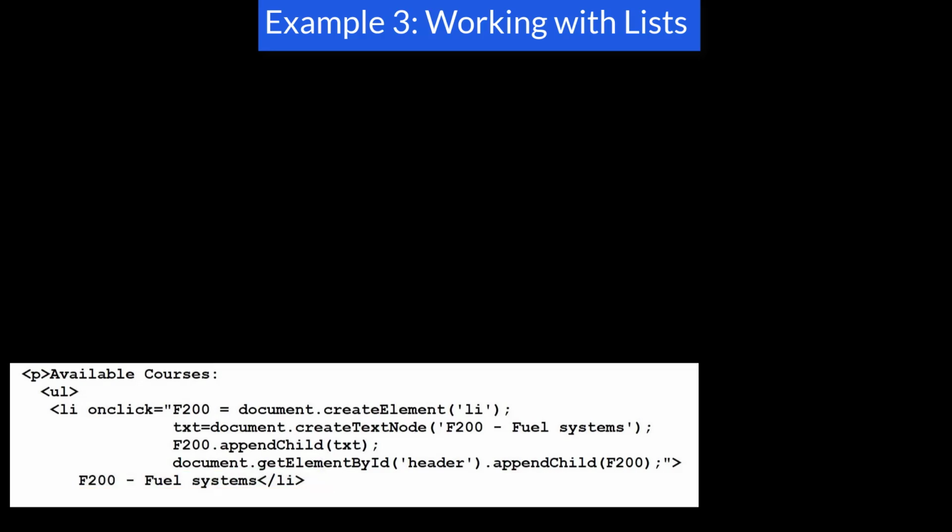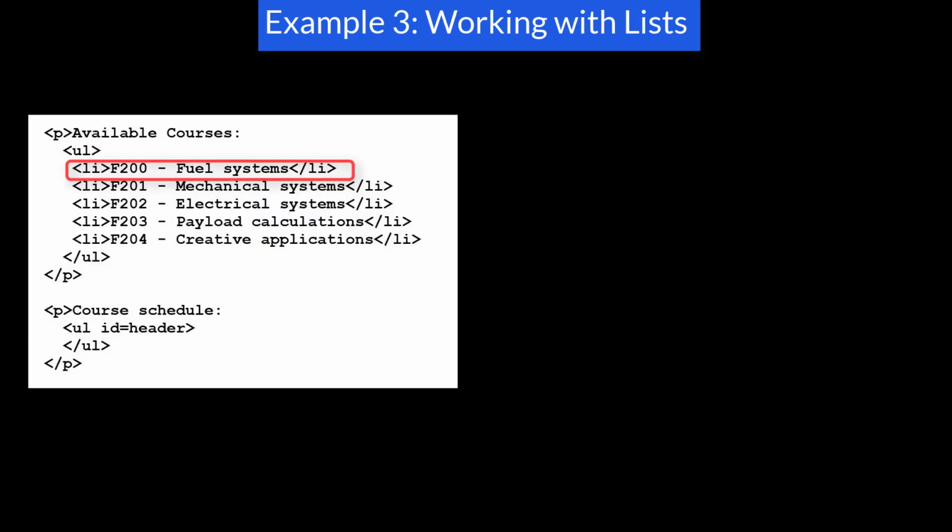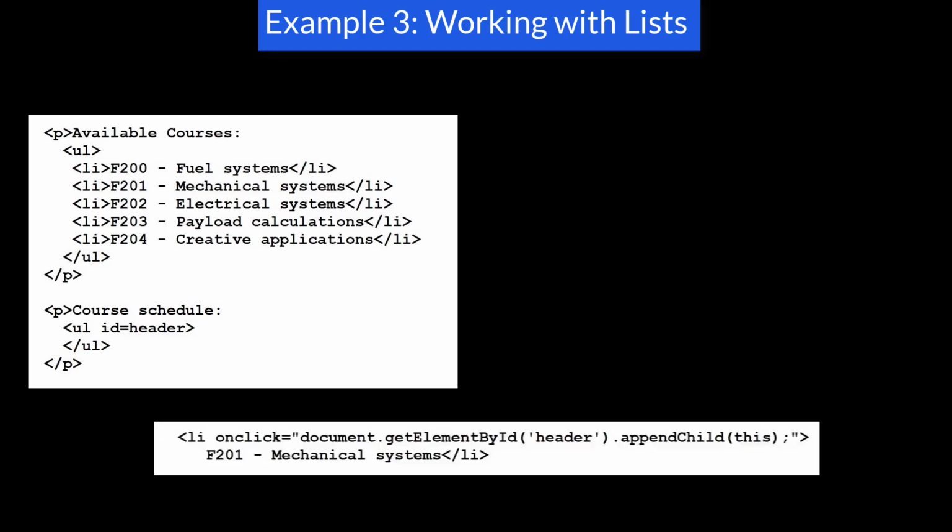But then I got to thinking, well, we're starting with an LI element in the first list and copying that element into the second list. Maybe we can simplify the process. So I thought it through and came up with this. List item onClick equals document.getElementById header appendChild this. And then the text for my list item. And it works too, like a champ.